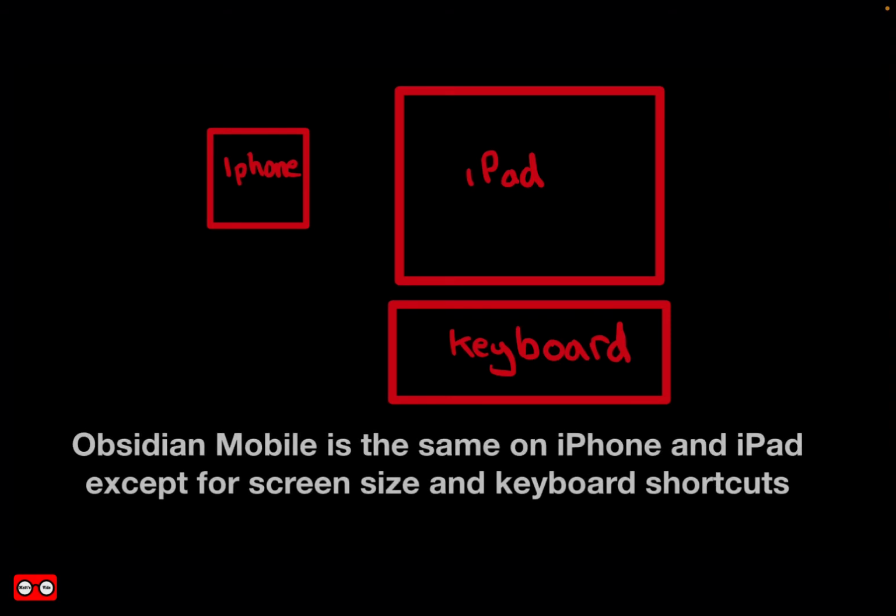I think there's absolutely no difference between how the iPhone and the iPad version works. Sorry, there was a pause there because I was thinking about the Android version as well, which I have not used. So in this video, when I'm talking about Obsidian Mobile, I'm only talking about the iPad and iPhone versions. They are exactly the same, except that the iPhone version uses a smaller screen. It's got smaller screen real estate to work with.